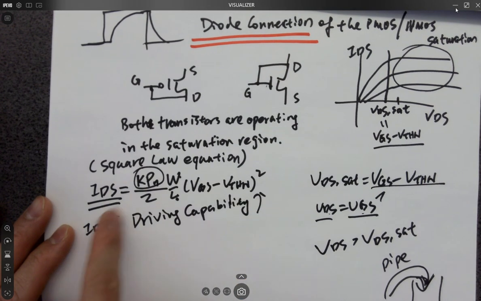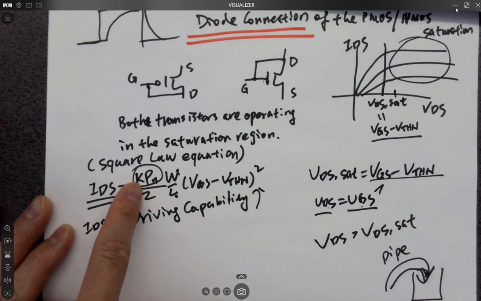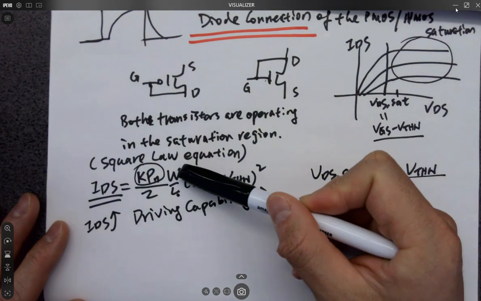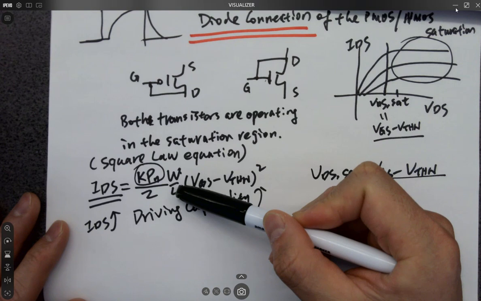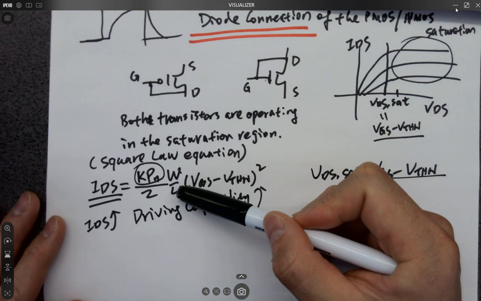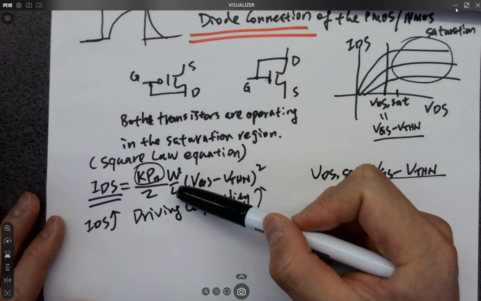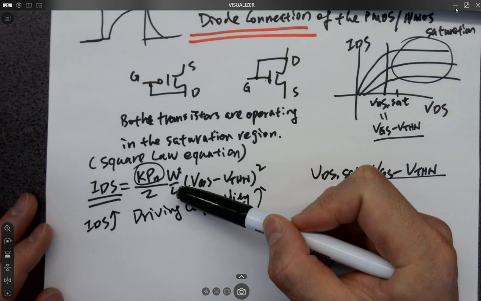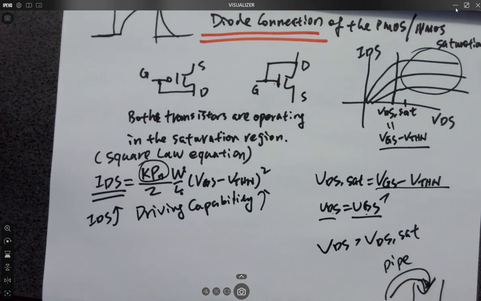Because this is a foundry constant, you are not able to change it. So the only way you can change the current is by increasing the ratio of width to length. But usually we don't change the length too much, because we just want to always use the minimum length. The minimum length defines the foundry's technology. Remember I told you, if it's a 20 nanometer technology, then the minimum length will be 20 nanometers. If it's a 500 nanometer technology, the minimum length in theory will be 500 nanometers.